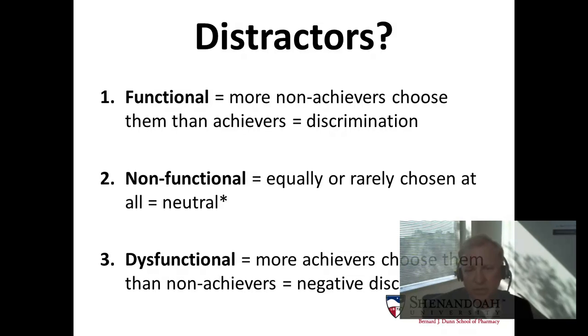Non-functional distractors are equally chosen or rarely chosen at all. They don't discriminate between high and low achievers on the test. Or, worst case scenario, nobody chooses them at all. And dysfunctional distractors would be a negative discrimination situation where your higher achievers on the test end up picking this distractor.